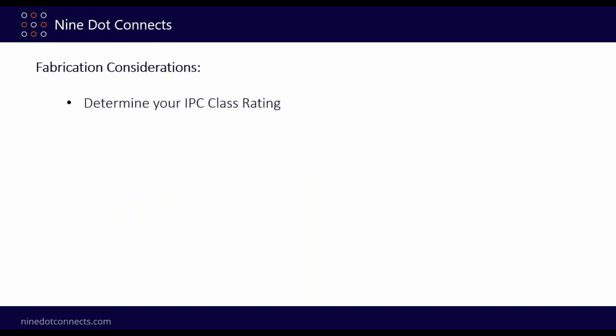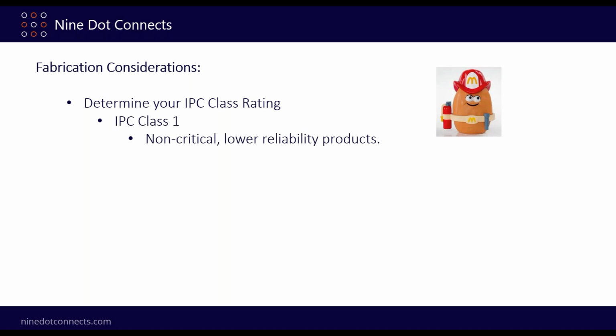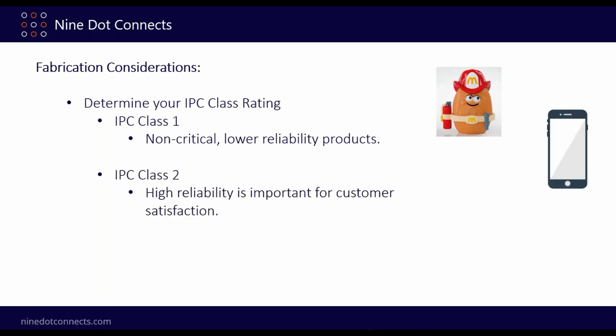So determine your IPC class rating. If you're doing a class 1 non-critical, low power, low reliability product, you should specify that. It's going to save you some money. A class 1 product would be like a gizmo, like a Happy Meal toy. If that thing breaks on the way, as long as it keeps lighting up until it gets home, you're probably going to be okay. Nobody's going to go back to McDonald's and return that. It's a class 1 device.